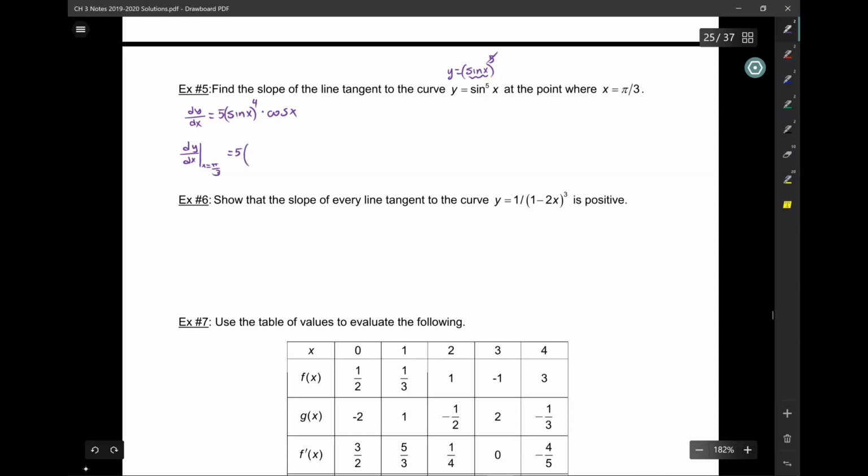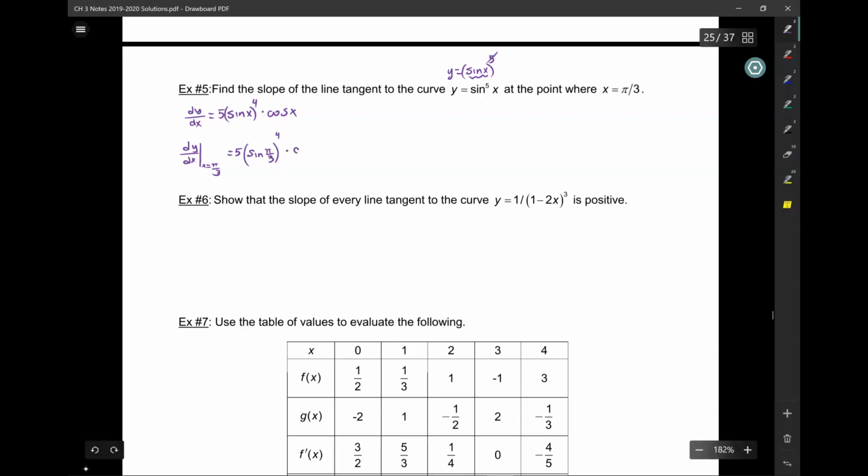You wrote dy over dx, and then you draw a vertical bar, meaning evaluated at. That's what that means, evaluated at x equals pi over 3, at the bottom right. Mathematicians are nothing if not efficient in their notation.